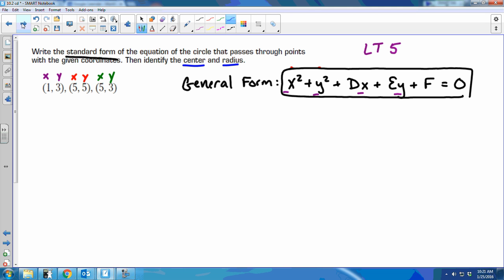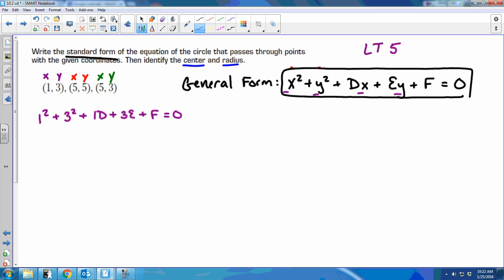All right, so the first thing I'm going to do is go through and write a system of three equations. I've color-coded this for you. General form is written up here. My first point is 1, 3. That means wherever I see an x or a y, I put in a 1 or a 3, whichever corresponds, until we can solve or simplify the equation. So I've got 1 squared plus 3 squared plus 1d plus 3e plus f equals 0. All I do is fill in general form with my coordinates.